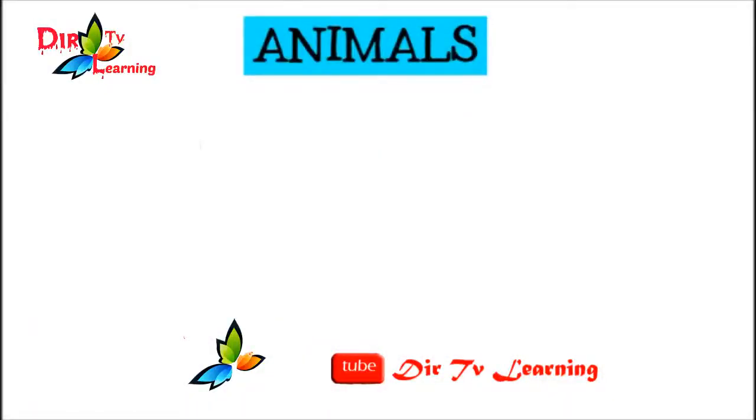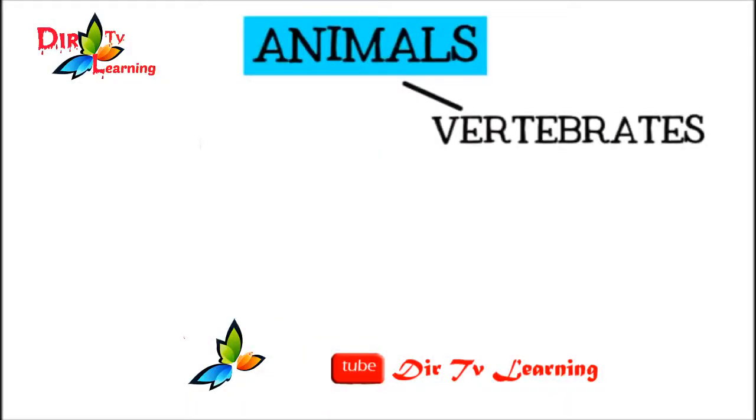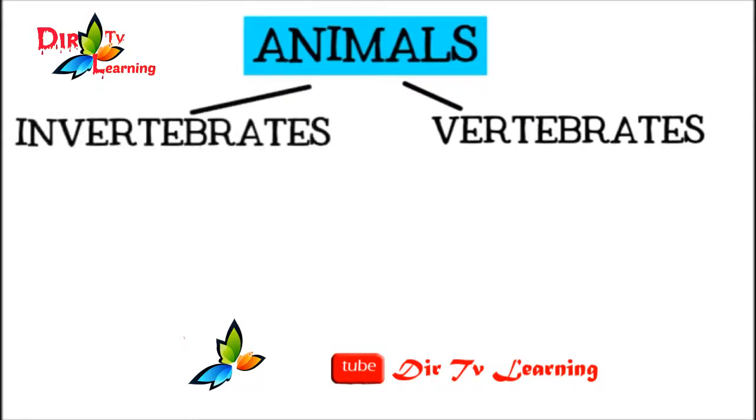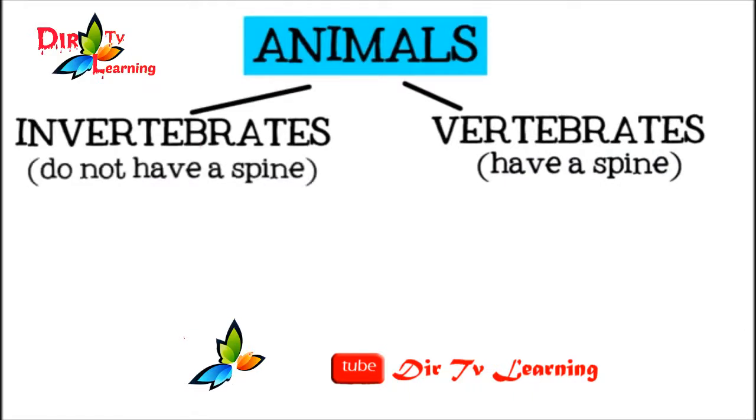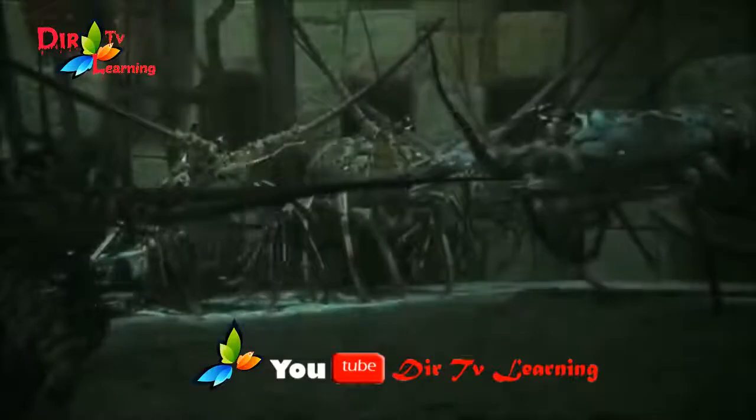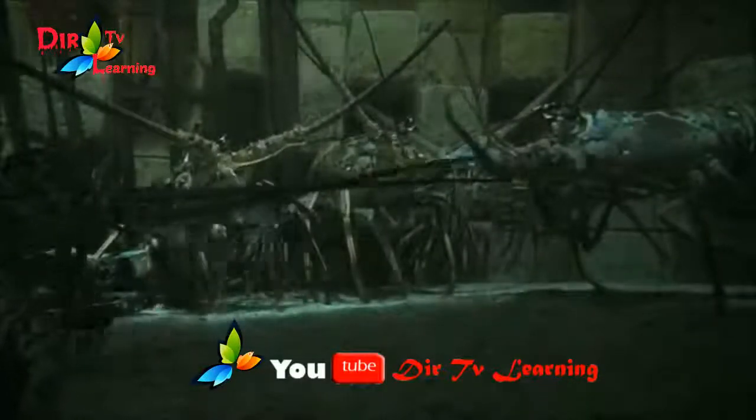The two largest groups of animals are vertebrates and invertebrates. Vertebrates are animals that have spines or backbones. Invertebrates are animals that do not have backbones. Most of the animals in the world are invertebrates.